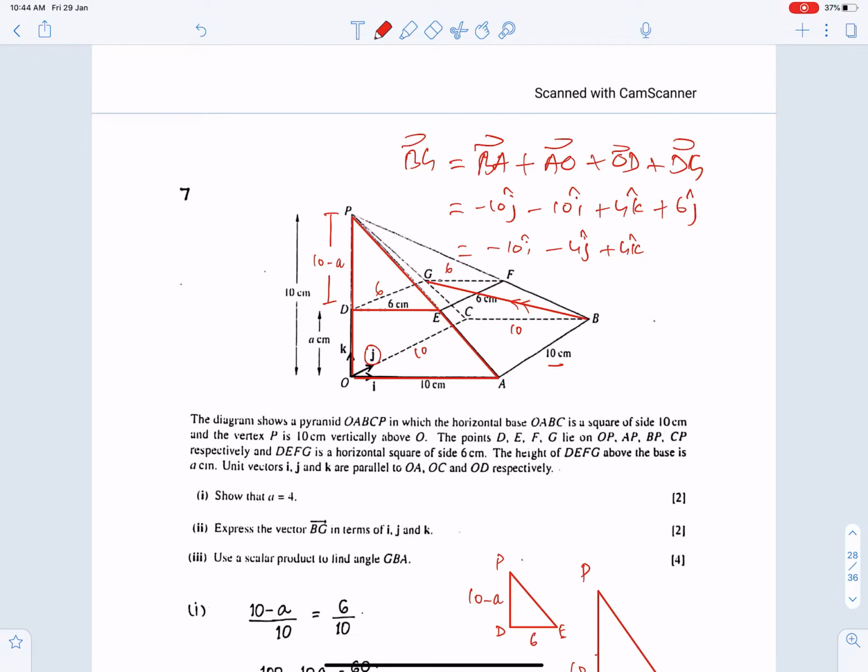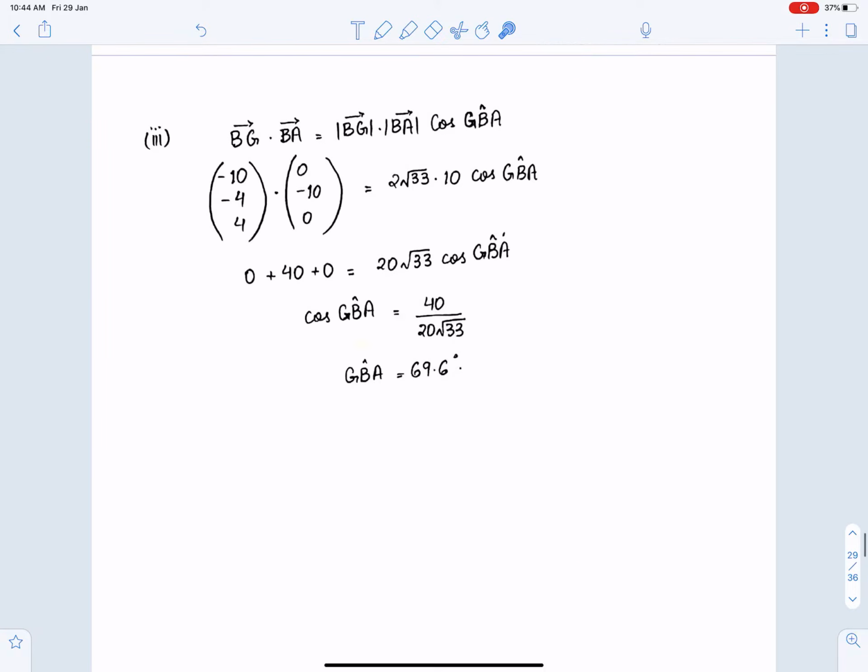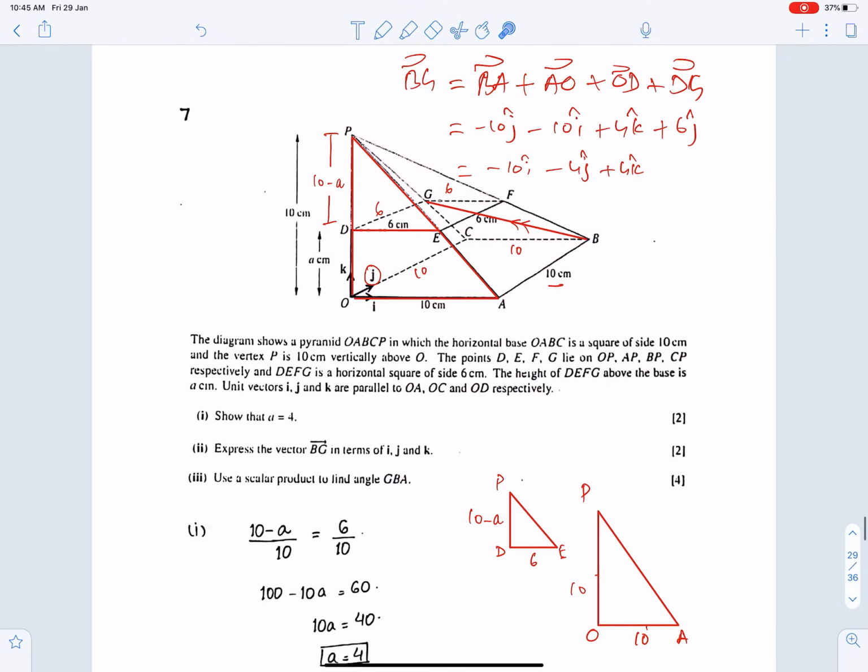This is so simple. And the last part is again the scalar product, angle GBA. It is so simple. I told you always work from the center, like BG dot BA. BA is given, it's negative 10J. So it's here. BG dot BA. Get the dot product of these two. Multiply this with this, and this with this. The answer is 40. And get the magnitudes of these two vectors and then get the angle. This is the way to use the scalar product and solve diagram based questions.